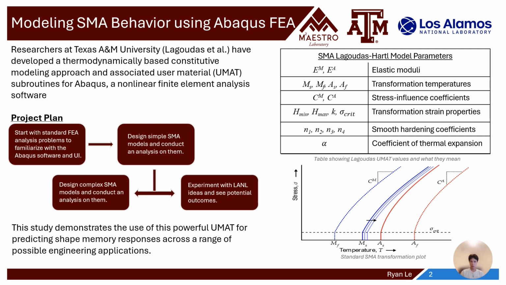We then split off into two things. We designed more complex SMA models and conducted analyses on them, things like springs and rods. And then we also experimented with Los Alamos' ideas and saw potential outcomes. This study demonstrates the use of this powerful UMAT for predicting shape memory alloy responses across a wide range of possible engineering applications.